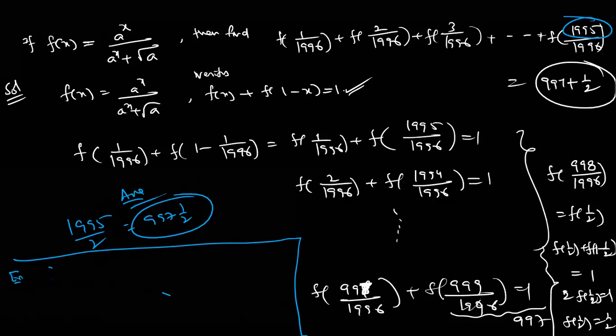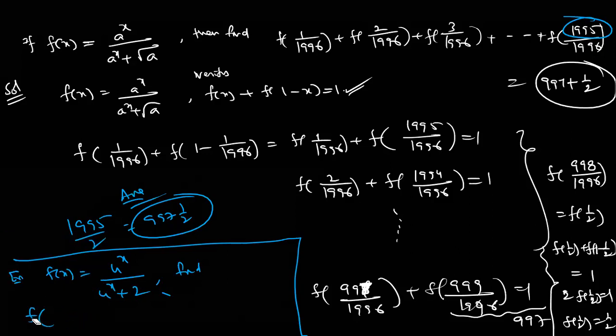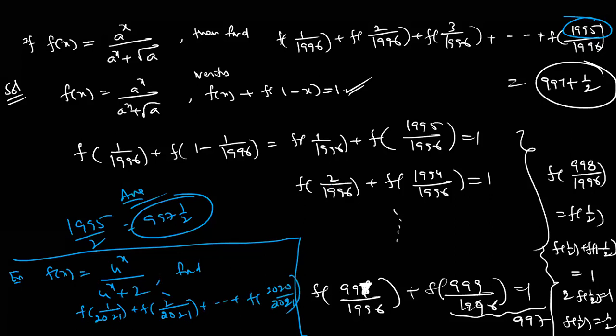Here, students, another example. f of x is equal to 4 power x by 4 power x plus root 4, meaning 2. Find, anyone tell me, f of 1 by 2021, 2 by 2021, and so on, up to 2020 by 2021. What is the answer, anyone?